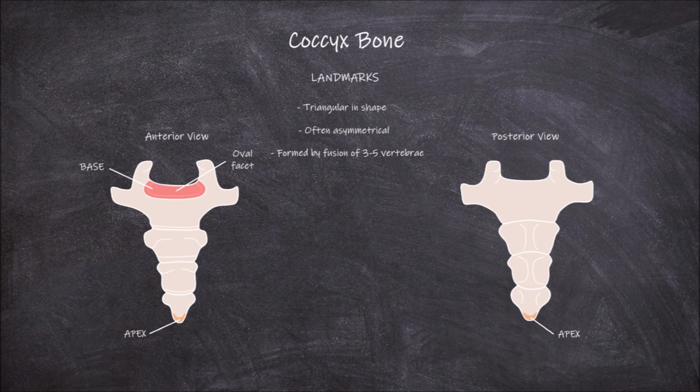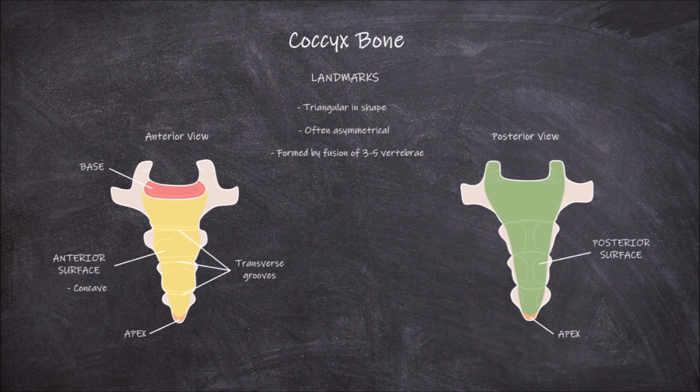The first of these surfaces is the anterior surface. This surface is concave in shape. This surface also has several transverse grooves where the vertebrae have fused. The second surface is the posterior surface. This surface is convex in shape. Like the anterior surface, it also has a series of transverse grooves that mark the points where the vertebrae have fused. This surface also has a vertical row of tubercles on them known as the coccygeal cornua.